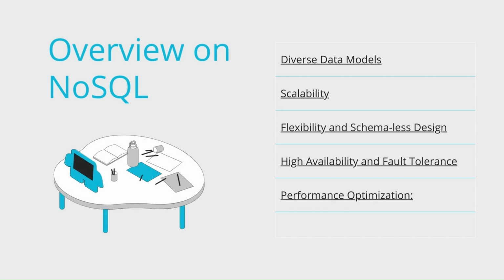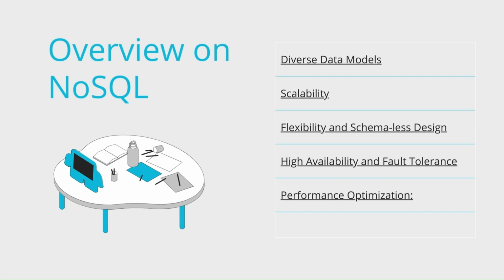Let's look at the overview of NoSQL. First is diverse data models. NoSQL databases offer various data models to cater to different types of data and use cases. Some common data models include document store, key value store, column family store, graph databases. Second is scalability. NoSQL databases are designed to scale horizontally, meaning that they can handle large volumes of data by distributing it across multiple nodes in a cluster.